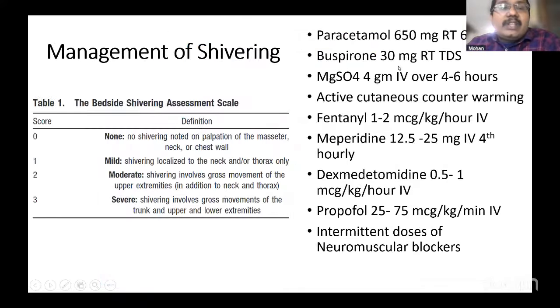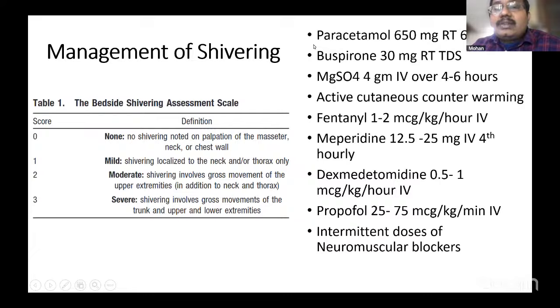The problem with induction is that as we start reducing the temperature, we see a lot of shivering, and shivering can be graded by the Bedside Shivering Assessment Scale: 0, 1, 2, 3, where 3 is more severe and 0 is none. Shivering is a problem because it counteracts the good we are trying to do. It increases cerebral metabolism and oxygen consumption. We don't want shivering, so how do we avoid it?